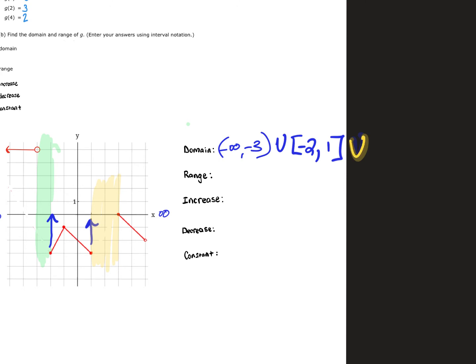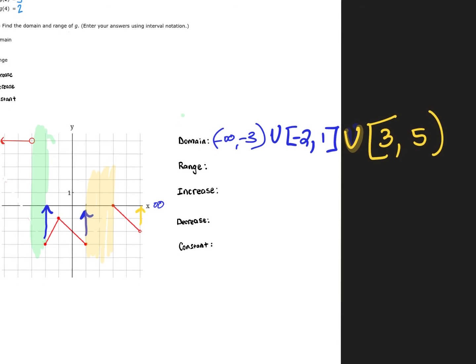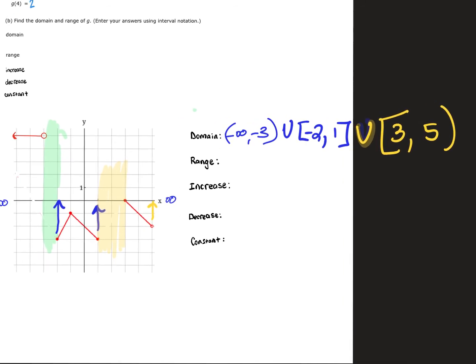Picks up at where? 3. Does it include 3 or no? Yes. And it goes to positive 5. Yes or no? Include? No. Okay, everybody look at that domain. There's a lot going on there.